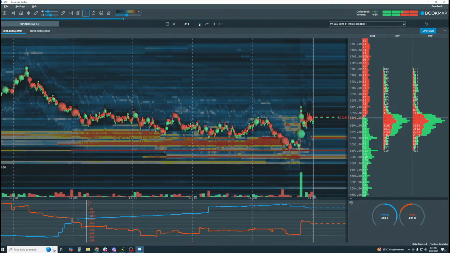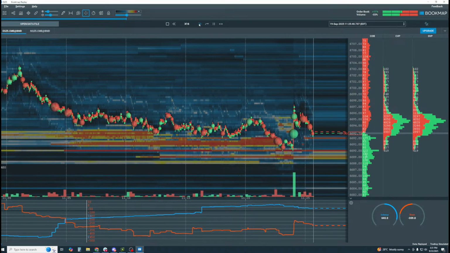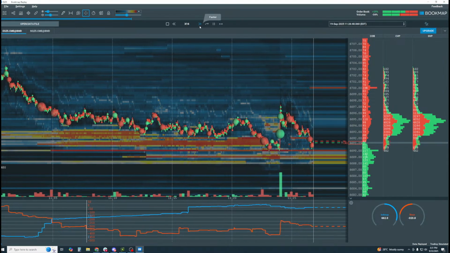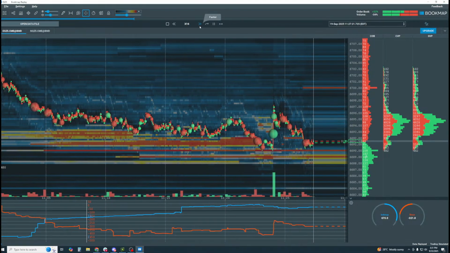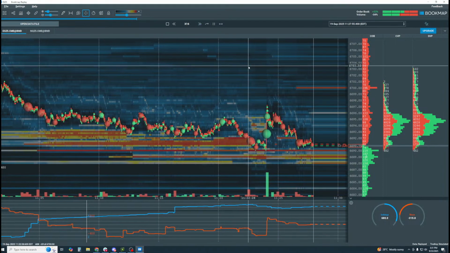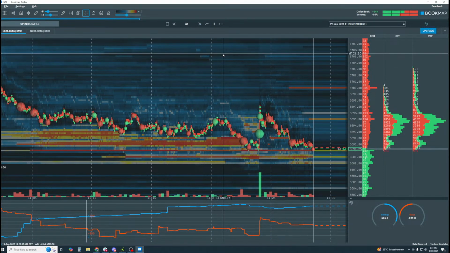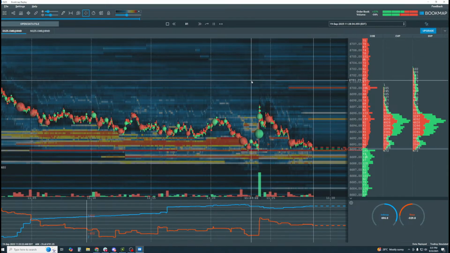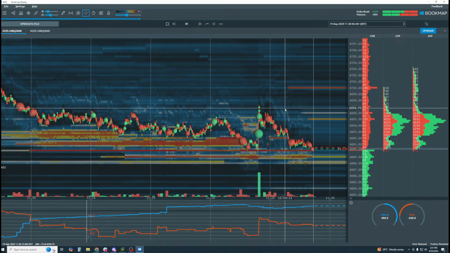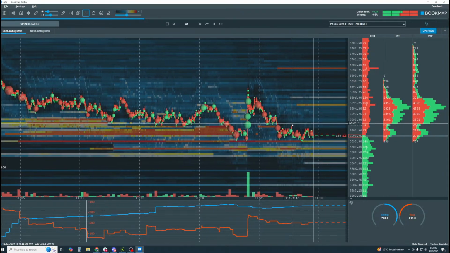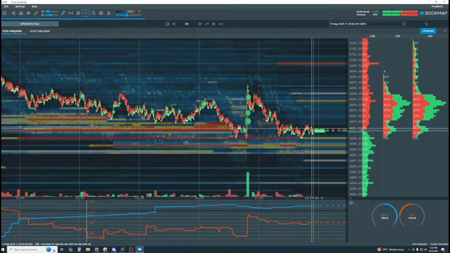Let's go to 16. In fact, if you use the keyboard on Bookmap, the arrow keys in shift mode, you can slow it down, that would be the comma, and then the period, the arrow to the right, you can speed it up. You can use the space bar to pause it immediately.